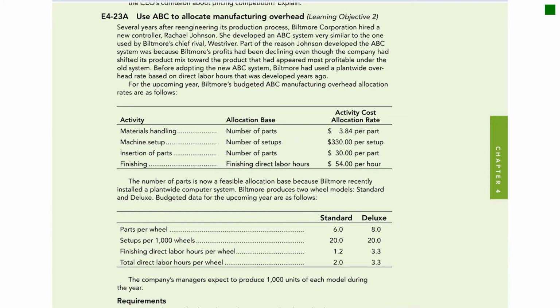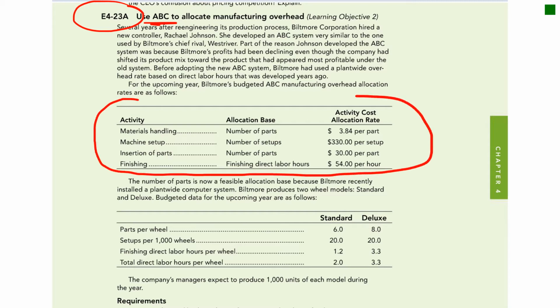Okay, so again, this is exercise 4-23A, and we're going to be using activity-based costing to allocate manufacturing overhead. As you read through the problem, I'm not going to read it all step by step, but basically what they give you is this opening data right there. They've already given you all the budgeted information. They've actually already calculated the overhead rates for you. I'll come back to that in a moment.